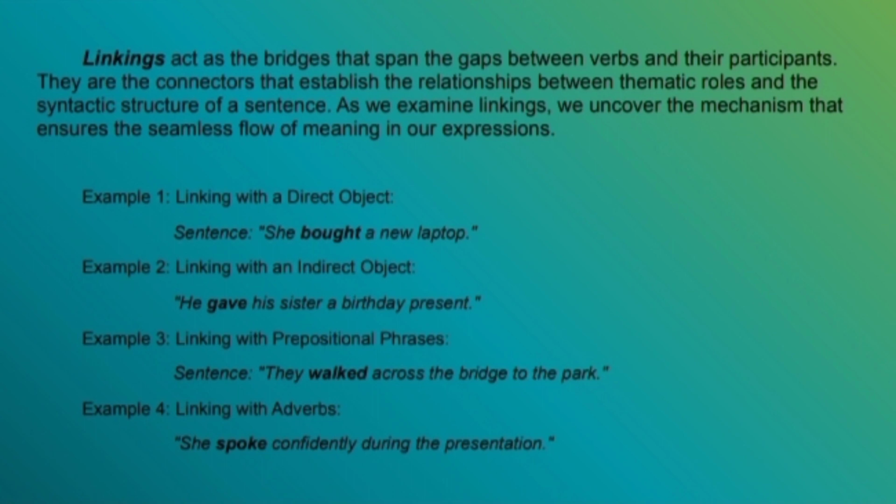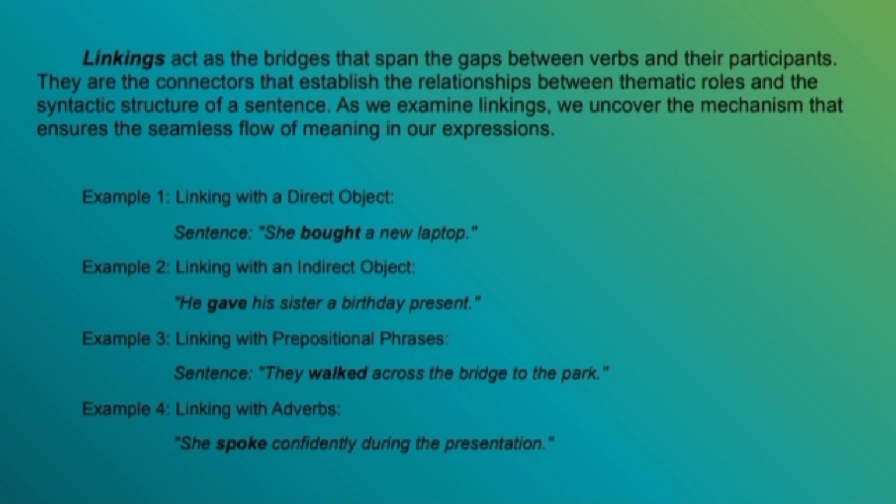And example 3, linking with prepositional phrases. Example sentence, they walked across the bridge to the park. In this sentence, the verb walked connects with the subject, they, and is linked to both the prepositional phrase across the bridge and the destination to the park. The linking mechanism involves the action of walking, establishing a route and destination.